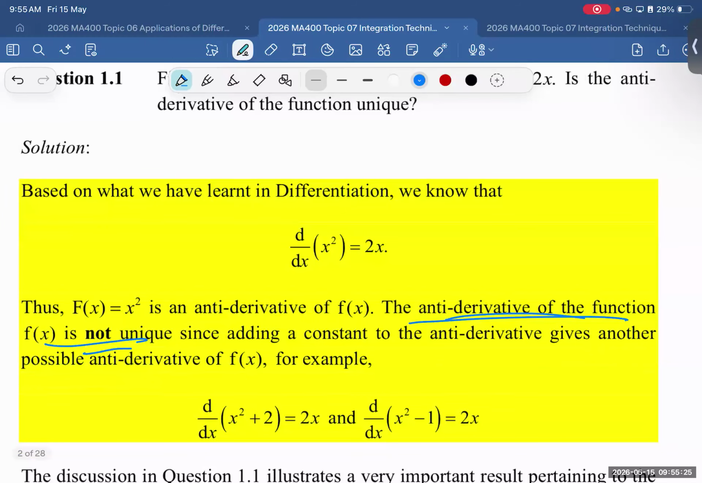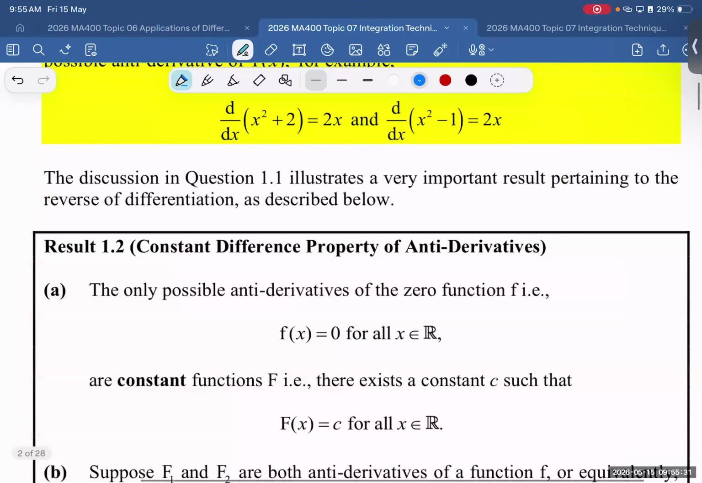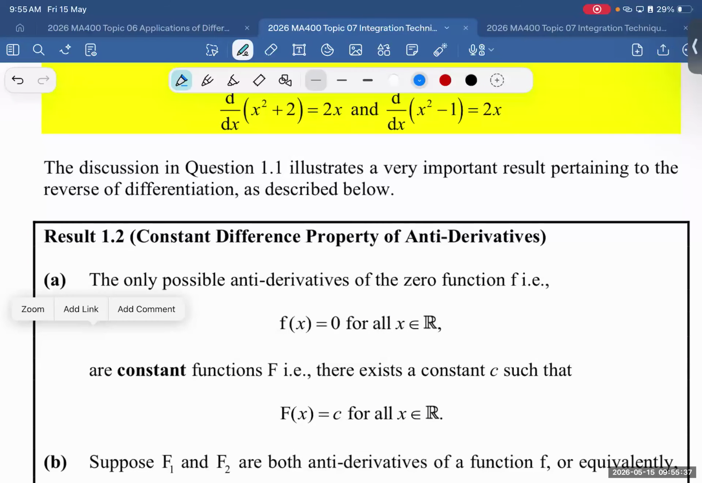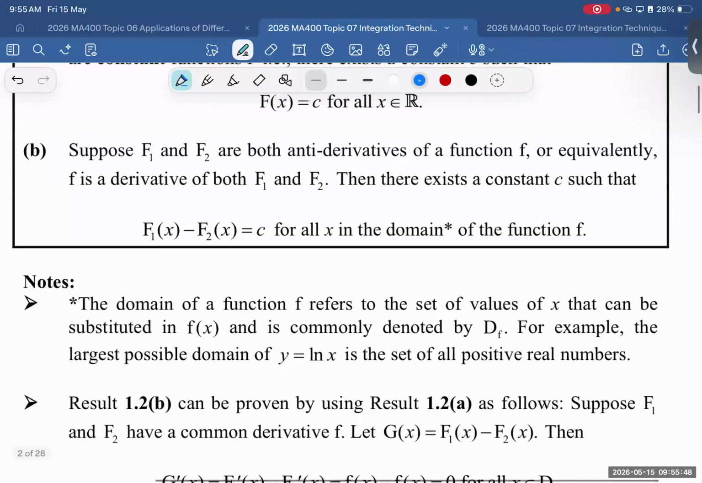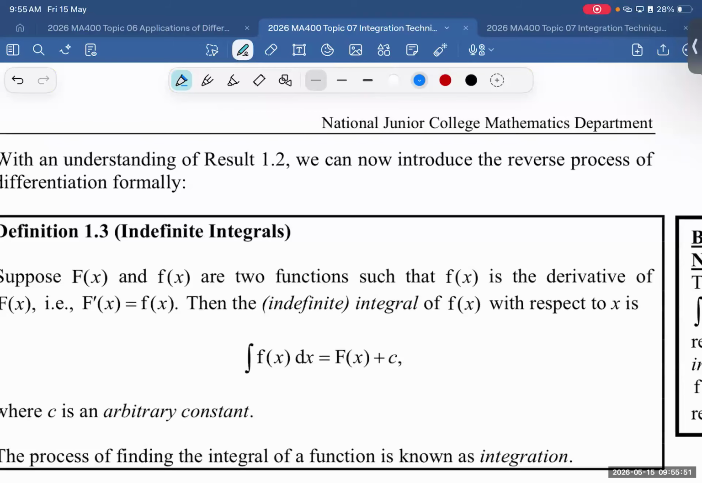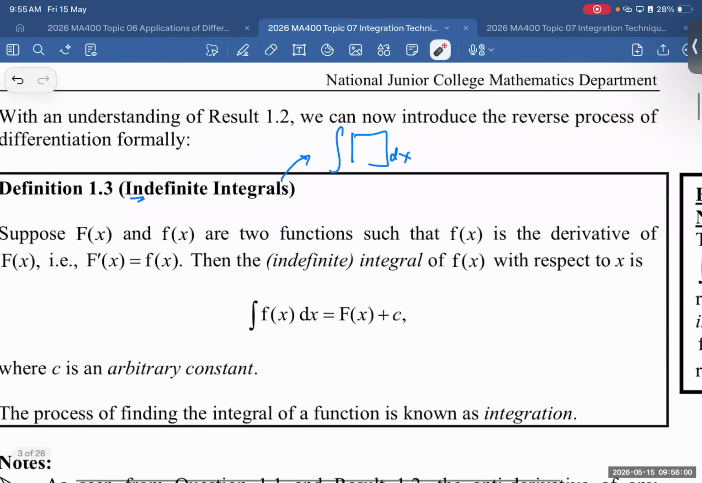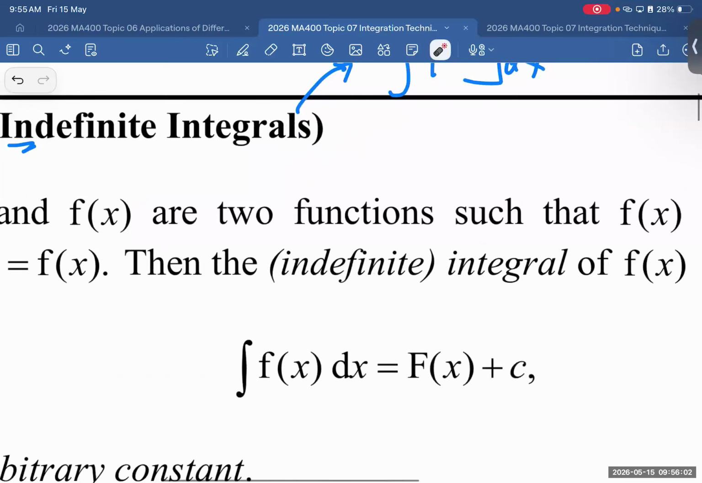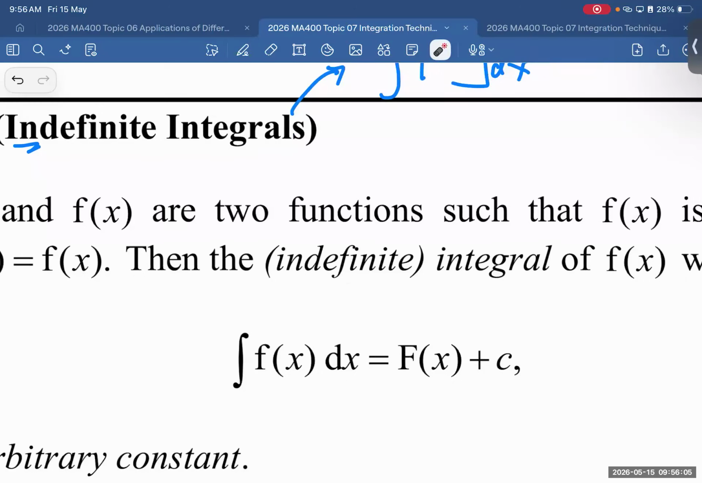Now, what's the possible antiderivative of the zero function? If I differentiate and get zero, it's possibly any constant. Now I go straight to this one. This is an indefinite integral: there's a function that you integrate. Later I'll tell you the difference between indefinite and definite. This is the antiderivative, so let me write it out for you.